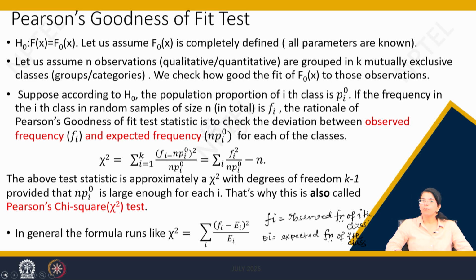Practically speaking, we always take npi0 greater than 5. That's why this is also called Pearson's chi-square test. So the goodness of fit test is otherwise termed as the Pearson chi-square test.